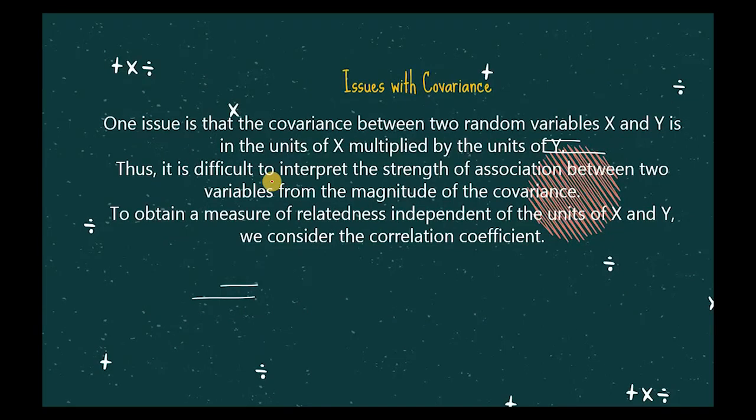One issue with covariance is that the covariance between two random variables x and y is in the units of x multiplied by the units of y. So it is difficult to interpret the strength of association between two variables, because the magnitude of the covariance is a result of multiplication of the units of x and y. So the magnitude does not tell us any story. To obtain a measure of relatedness or independence of x and y, we have to consider something other than covariance. So in the next video, we will see how to deal with this magnitude problem of covariance, and then we will introduce the correlation coefficient.